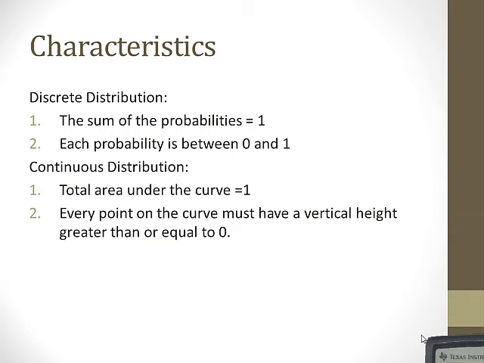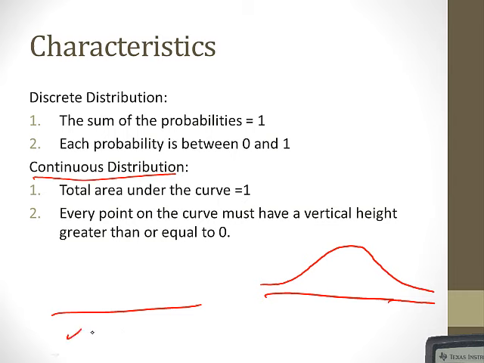The total area under the curve is 1. We've seen that in an earlier lesson. And every point on the curve must have a vertical height greater than or equal to 0. So when I've got my normal distribution, this is for any continuous distribution, but we're going to look specifically at the normal. If I were to sum up the area under that curve, that's going to be 1. And I'm never going to have the line go negative. It's always going to be above 0. Each vertical height's above 0. That's what that means.